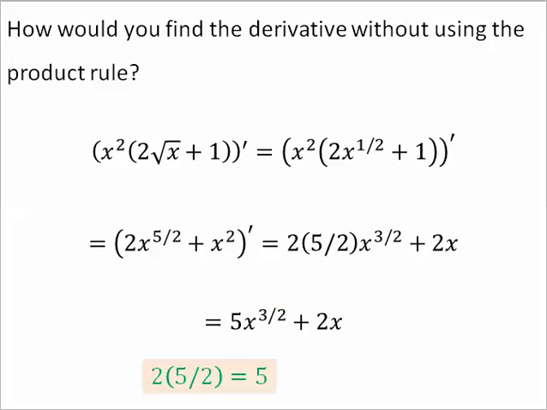When I do my algebraic cleanup, I see that I get the exact same answer I got before using the product rule. So keep that in mind as you progress in the course. If something's a product, ask yourself, do I have to use the product rule, or can I simplify it first?